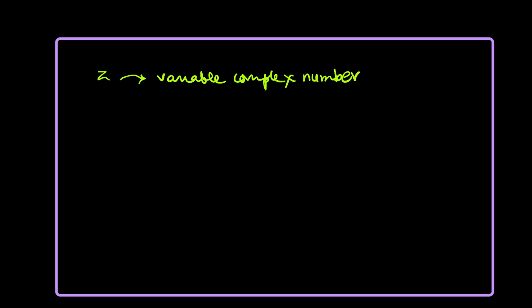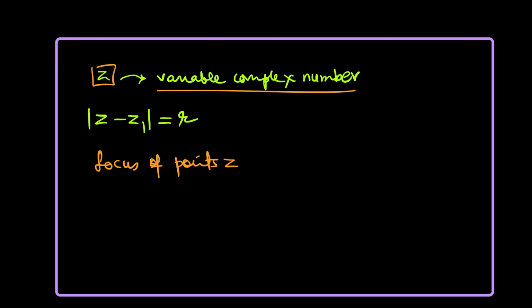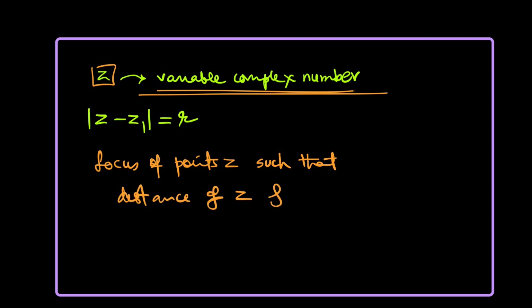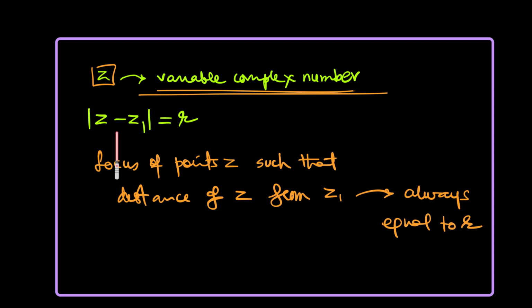Now, if we write modulus of z minus z1 equals r, it means that we are looking for the locus of points z. What is z? The variable complex number, such that the distance of z from z1 is always equal to r. That is what this statement means.